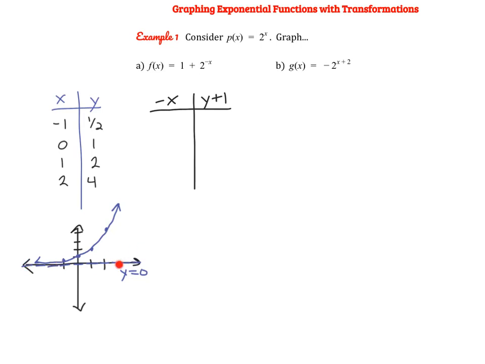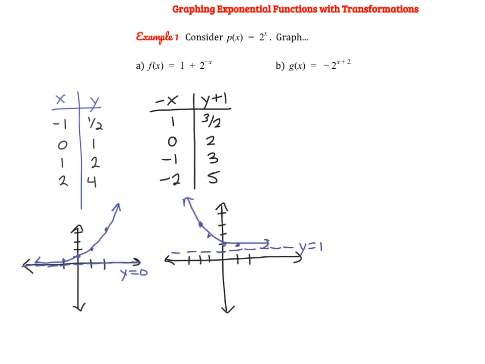And I do want to point out that since we're shifting vertically, that will shift our horizontal asymptote up 1 as well. So let's see what we get here. For our x values, we get 1, 0, -1, -2. And then for our y values, we get 3/2, 2, 3, 5. So let's sketch a graph of this below.